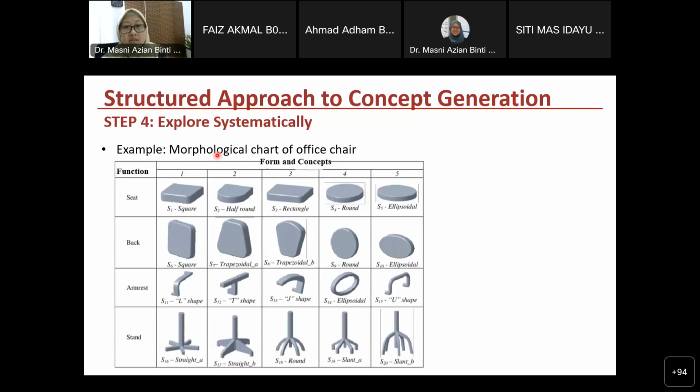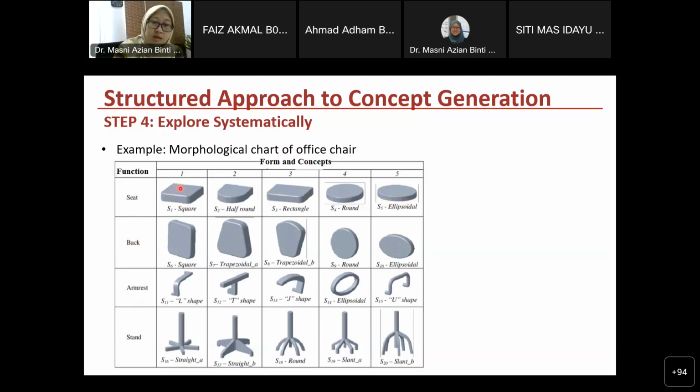This is an example of the morphological chart of an office chair. If you break down the office chair into different components or functions, a chair must have one part for the seat, one part for the back, another part for the armrest, and another part for the stand at the bottom. For the seat, you can come up with many design variants. You can come up with 1, 2, 3, or even 5 design variants.